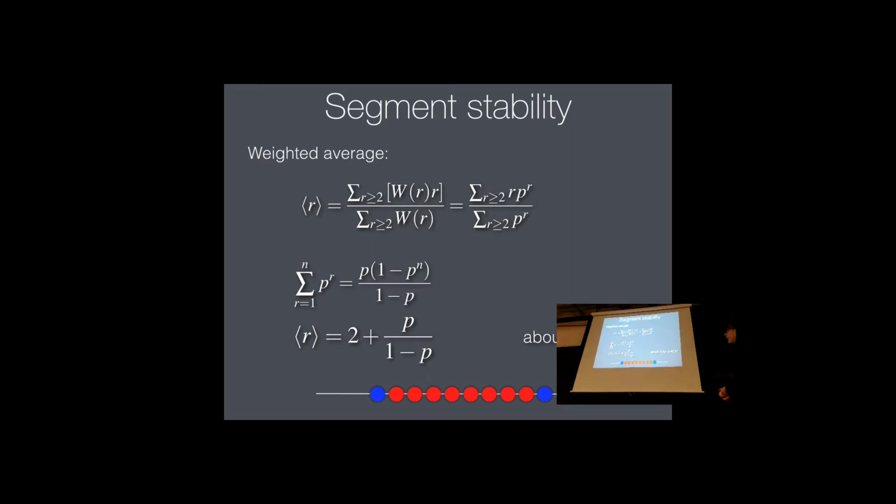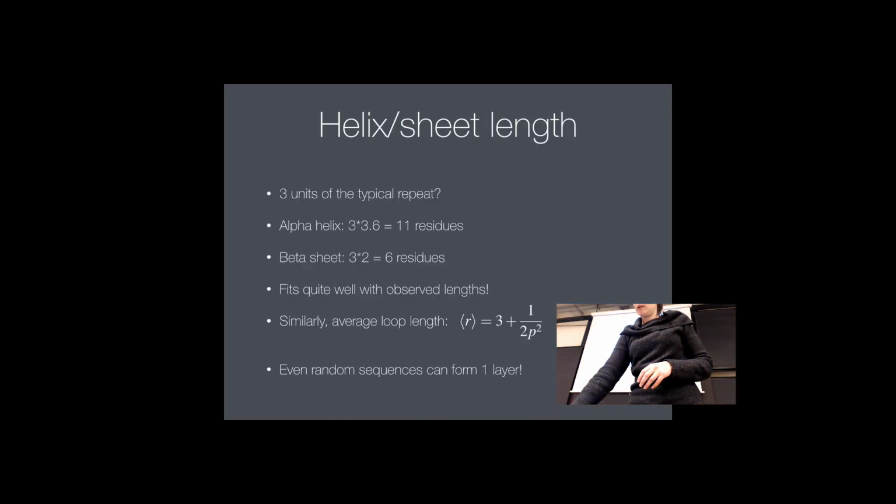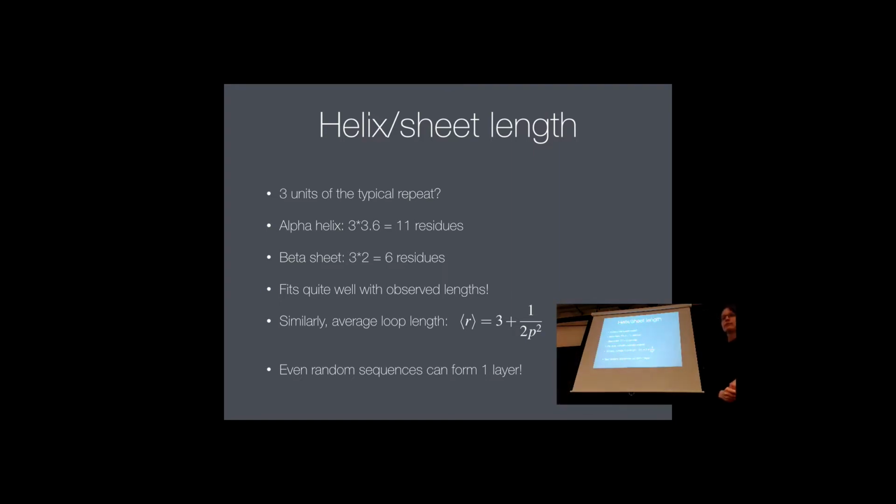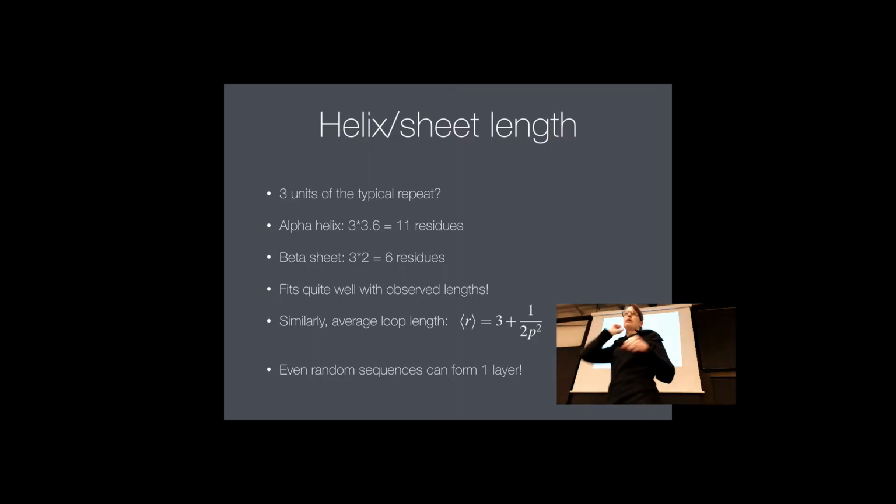And so if we have a probability of 0.5, then the typical length of an arrangement will be a length of 3, right? 2 plus 0.5 over 0.5 is 3. But is that what we see in nature? Do we see 3 amino acids in a row and then a break?